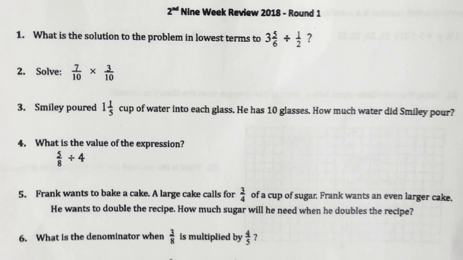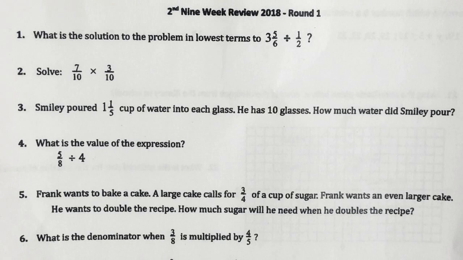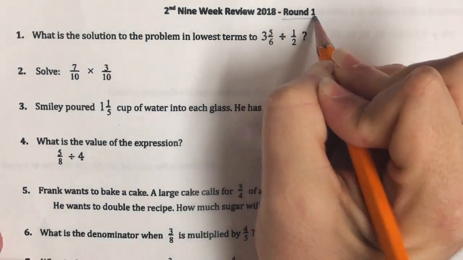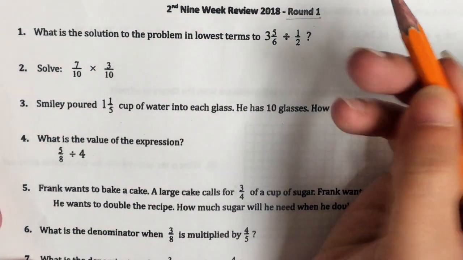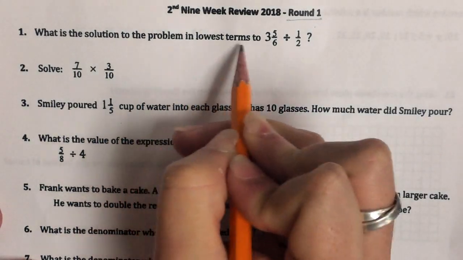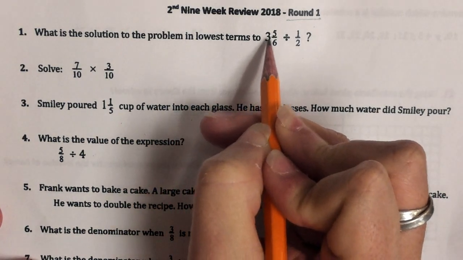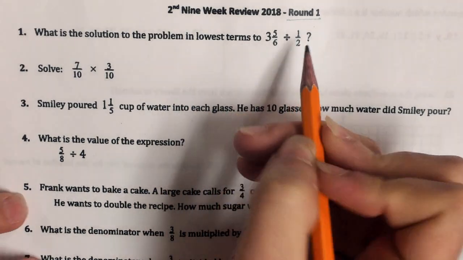I'm going to go over this whole study guide, going through each problem so that when you do tonight's study guide, you kind of have it to look at. It's a lot of the same stuff, okay? So starting out, this is the round one, or the first part of the study guide. It says, what is the solution to the problem in lowest terms? 2 3/5 divided by a half.